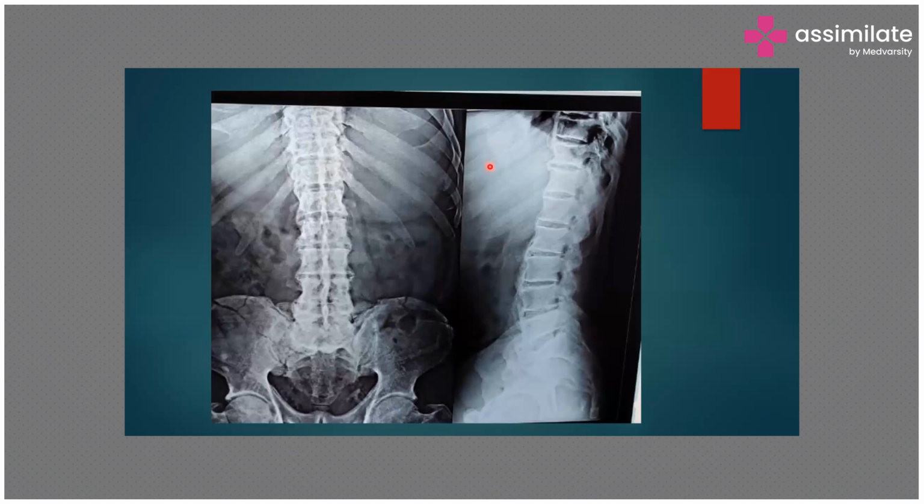Sir, we have an answer. Yes. So there is a hypertense anterior vertebral line and straightening of the vertebral line. So this is what you're referring to. That is probably because of the age-related osteoporosis that tends to happen anteriorly.